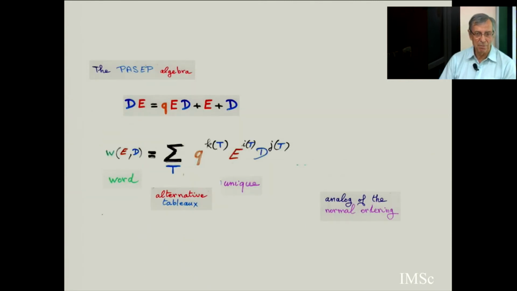And then I claim that any word in E and D can be written in a unique way as a sum of such monomials, where T is the sum over all alternating tableaux, with some coefficient depending on k, i, and j, which depend on the tableau. We will see what it is in the class.